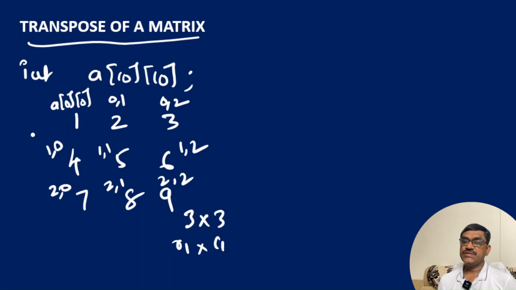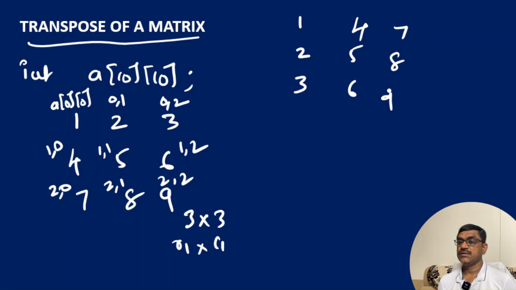So the transpose of this matrix can be given as 1, 2, 3, 4, 5, 6, 7, 8, 9. This is the transpose, right? Now, it is also a 3 by 3 matrix. Why? Because the original matrix has an equal number of rows and columns, so the transpose also has an equal number of rows and columns. Now, see, the first row here has become the first column, the second row has become the second column, and the third row has become the third column. This is the transpose, right?